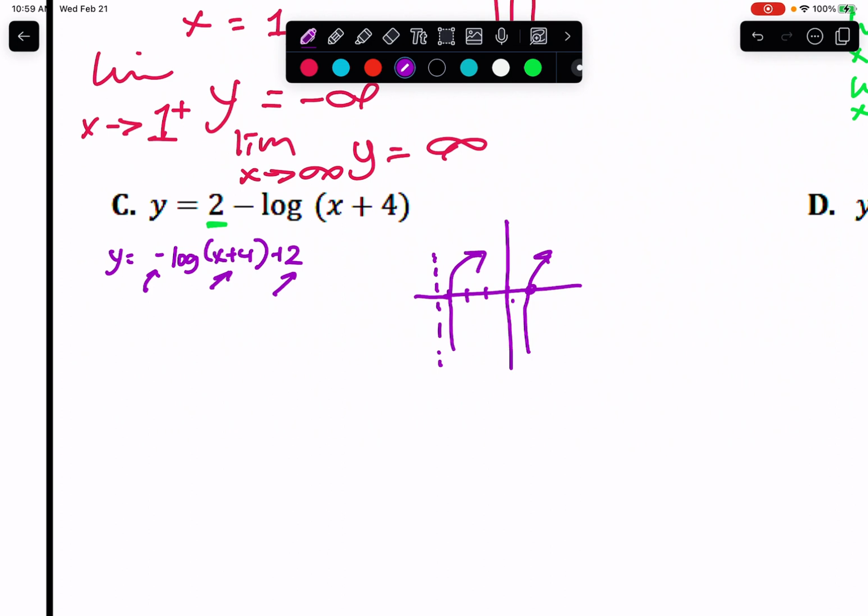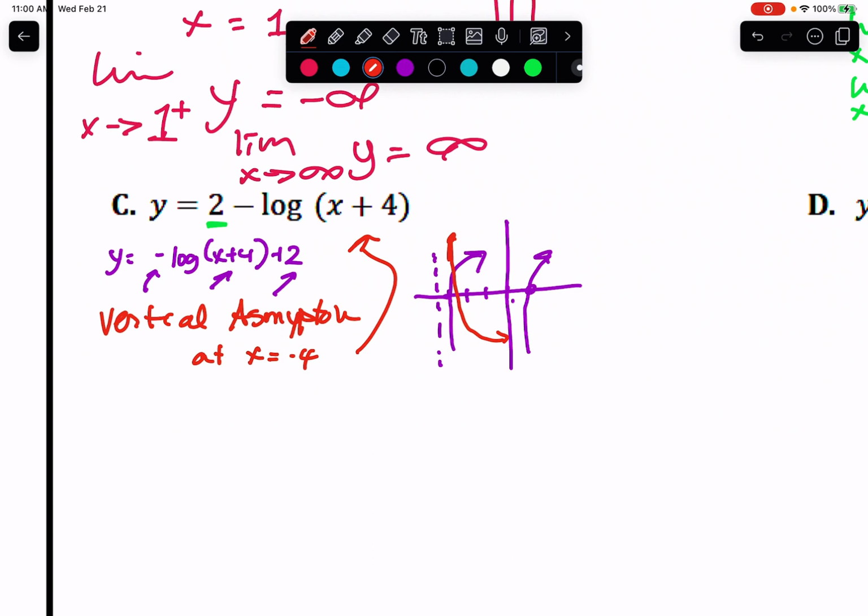And then we would move it up 2, but, okay, wait a minute, we didn't reflect it. So now, I'm sorry, we have to reflect it over the x-axis. So now I'm going to use red. I'm going to come down here and be like that, right? That's reflecting it over the x-axis. And then it's moved up 2, which won't affect end behavior or the vertical asymptote. So we have a vertical asymptote at x equals -4, and you can see it matches the horizontal translation.